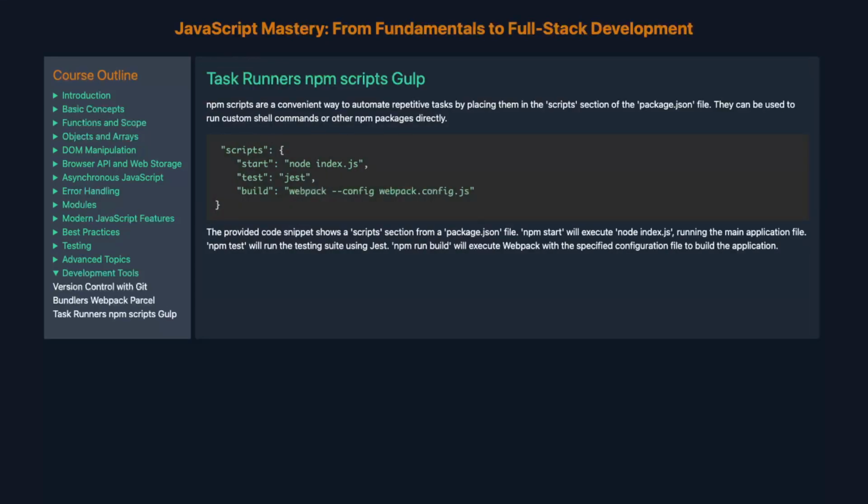Task runners: NPM scripts, Gulp. NPM scripts are a convenient way to automate repetitive tasks by placing them in the scripts section of the package.json file. They can be used to run custom shell commands or other NPM packages directly.